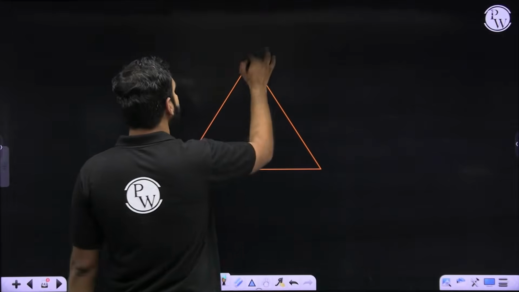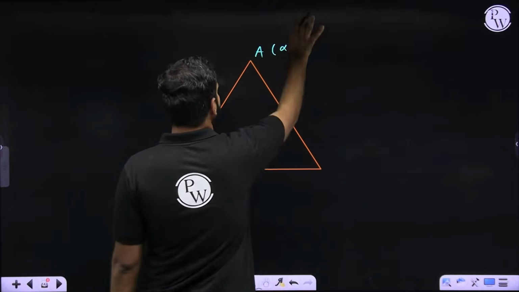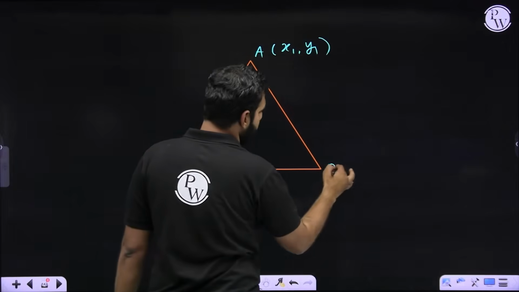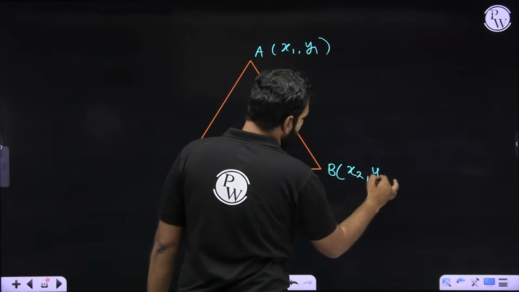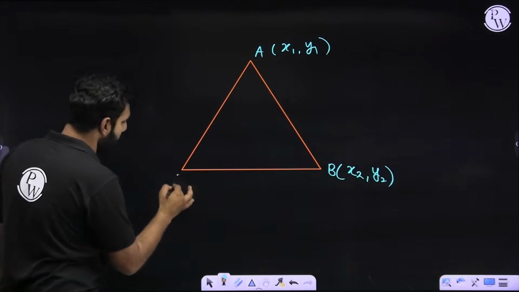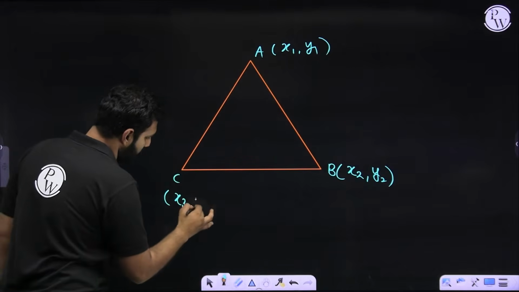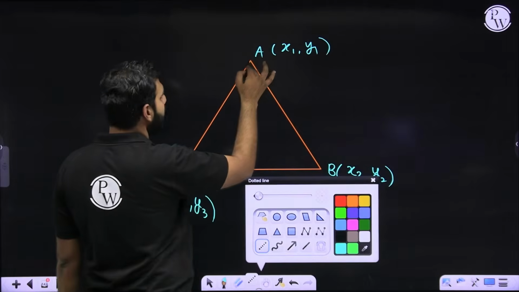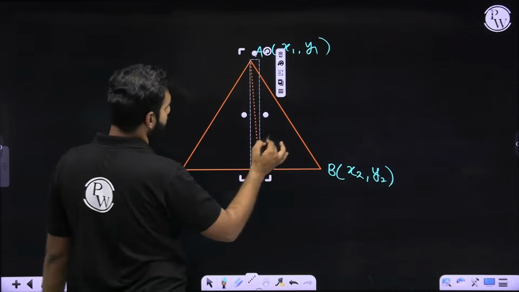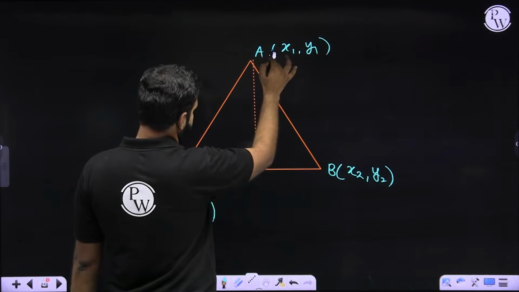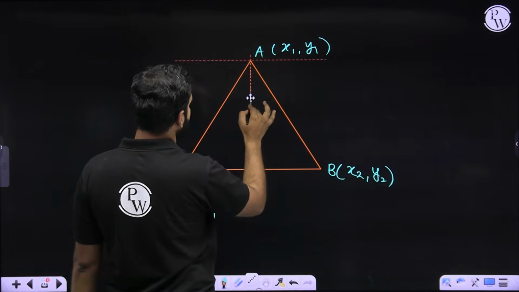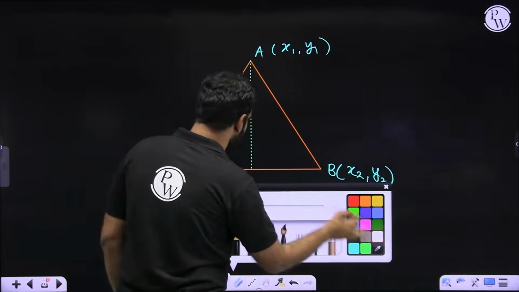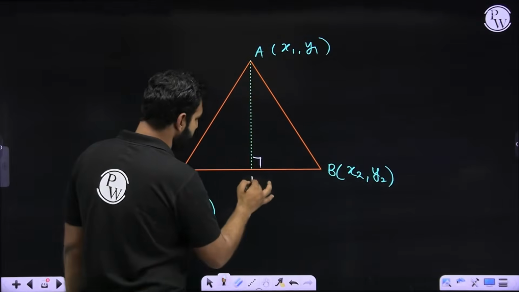Let's say this is point A, which is let's say x1 comma y1, right? This is point B, which is let's say x2 comma y2. And this is point C, which is let's say x3 comma y3. Now, what I'll do is I'll drop an altitude from A on BC. Let's say this is that altitude I have drawn from A to BC. Now what I know here is that this altitude has this foot D.